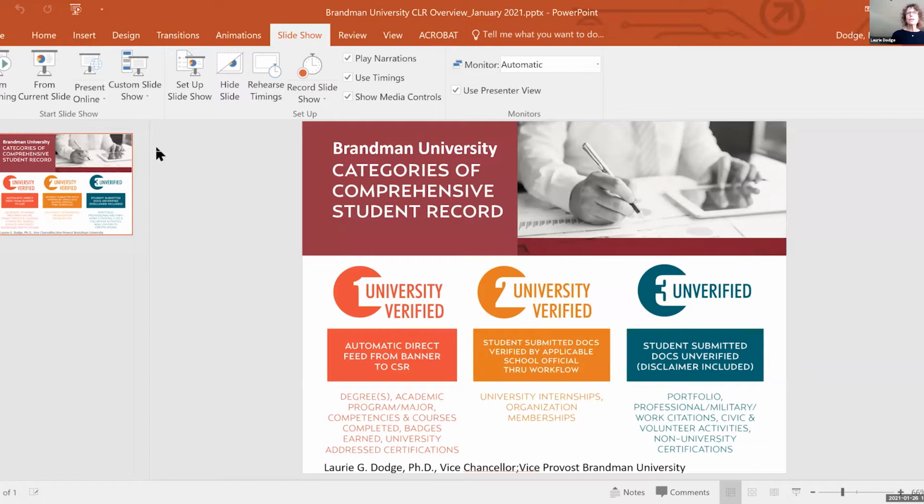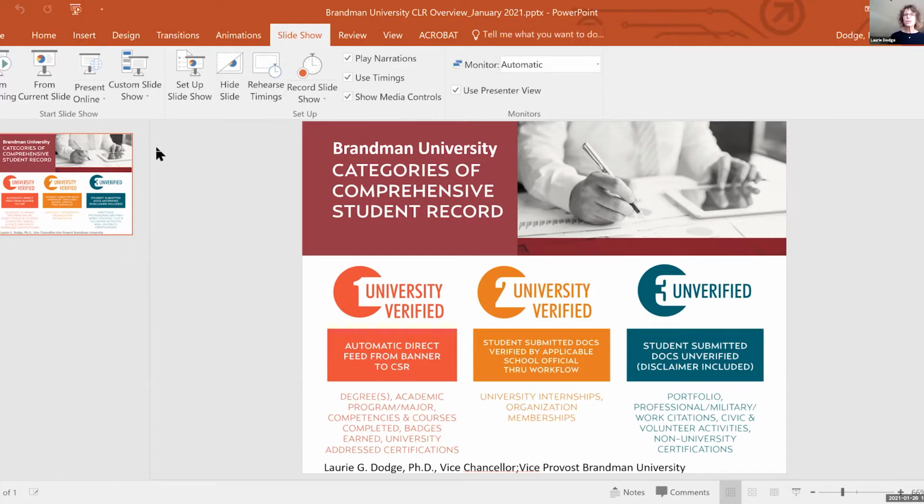So we started our comprehensive learner record a while ago, and we were part of that first group, learning and sharing as we went along. And we built our CLR around our competency-based education program. So we have 4 direct assessment programs, 3 undergraduate, 1 graduate program. So the 3 pieces that you see here are really the infrastructure for our digital CLR.